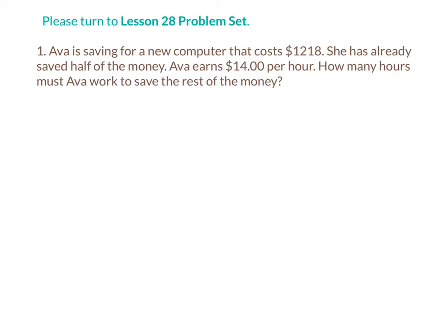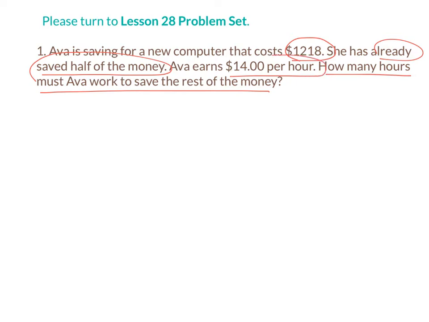Okay, on this problem, we can see the question's asking us to answer, how many hours must Ava work in order to save the rest of the money? Let's now circle the important information. We know that the computer is going to cost her a total of $1,218, but she's already saved half of it, so she's already halfway there, okay? To get the rest, we know that she makes $14 per hour. Okay, so that's the important information. Make sure you circle it so that you don't make any silly mistakes.